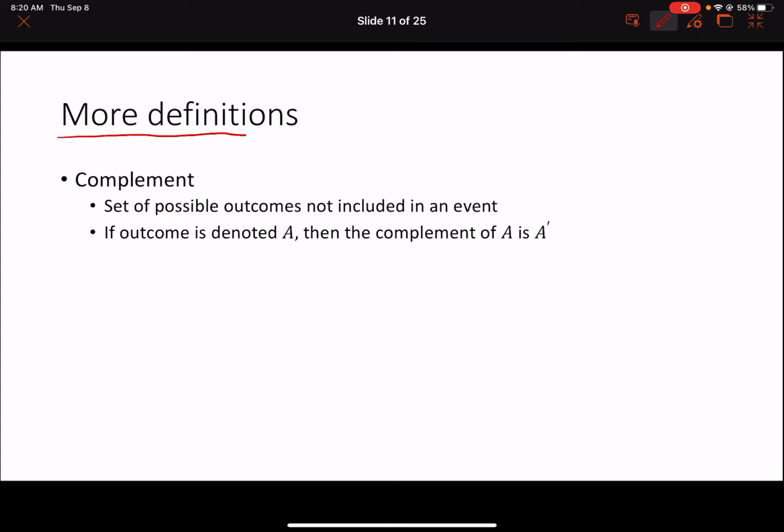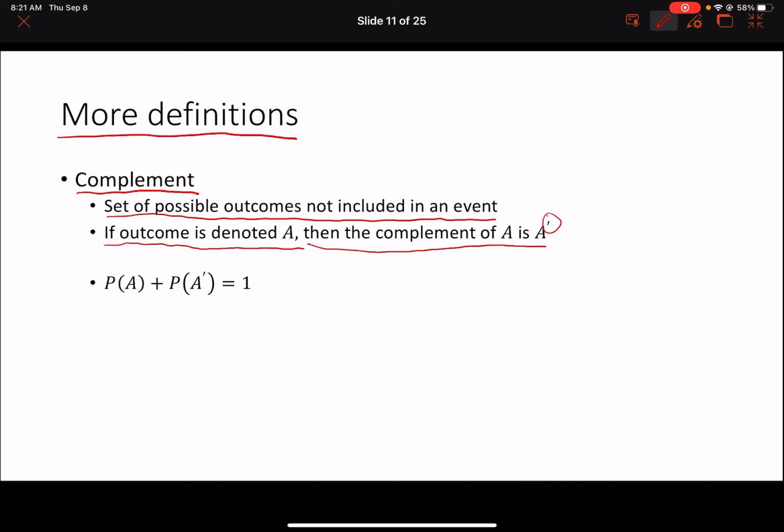So here's another definition. Complement: set of possible outcomes not included in an event. If outcome is denoted A, then the complement of A is A prime. Okay? So the probability of A occurring and the probability of it not occurring is always going to be 100%. Because something's either occurring or not. It covers all possible scenarios. So if it's not occurring or occurring, the probability of that is 1, which is 100%.